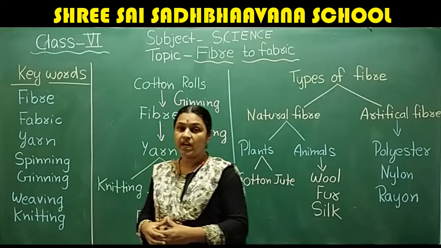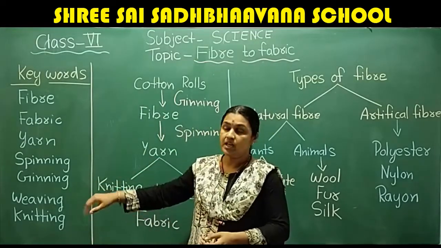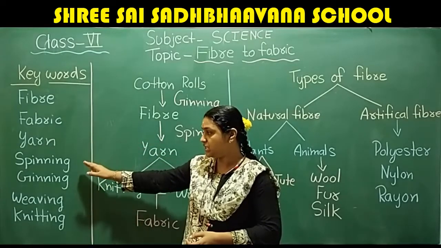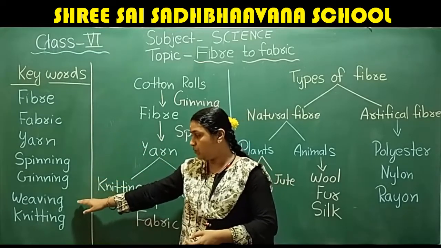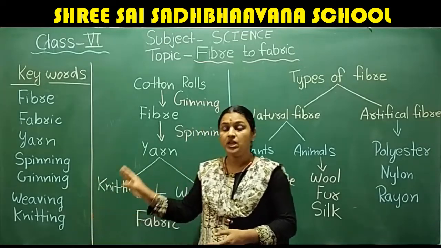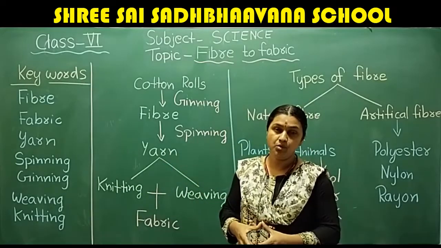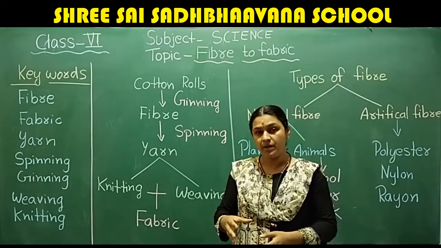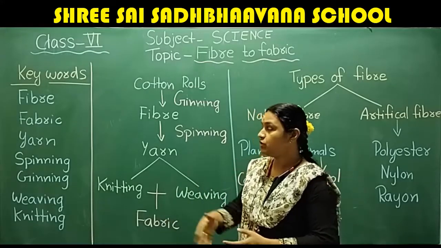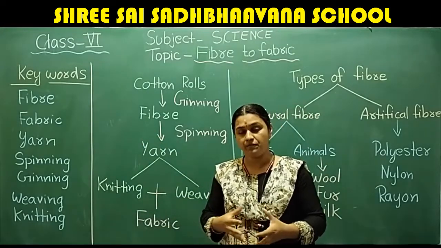In this lesson, there are a few keywords that we need to understand. The keywords are fiber, fabric, yarn, spinning, ginning, weaving, and knitting. These are the important keywords that will help you understand how a fiber is used to make a fabric. The foremost important word is fiber. Now, what is fiber, children?